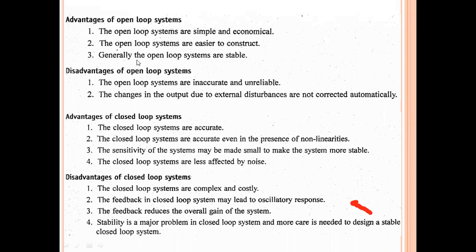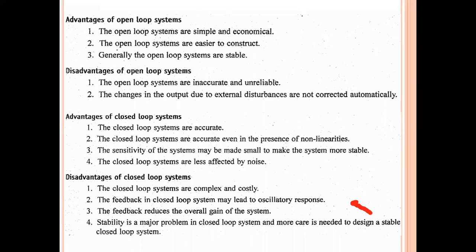And coming to the third advantage, open loop systems are very stable when compared with the closed loop systems. The details of the stability we can see in the second and third unit. Okay. So the stability of the control system is more in the open loop control system when compared with the closed loop control system. So these are the major advantages of open loop systems.